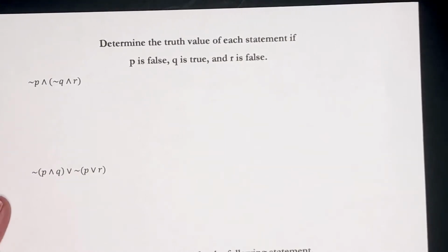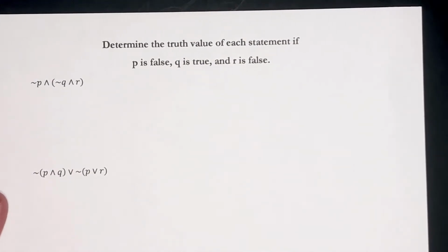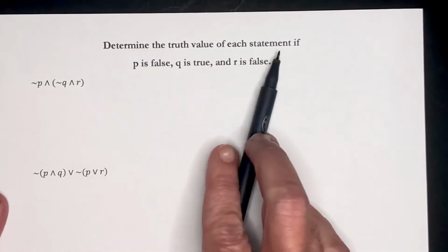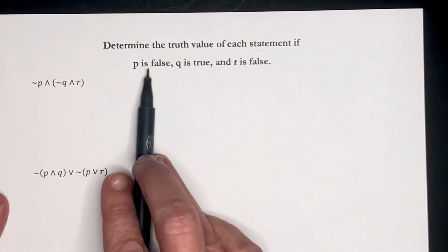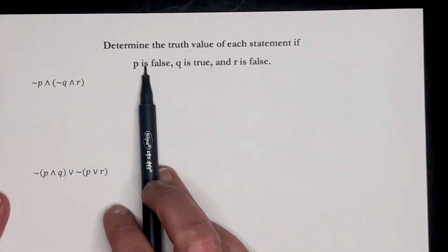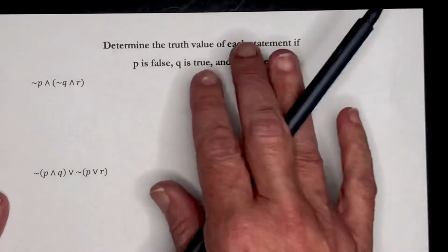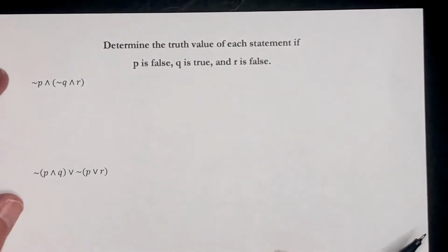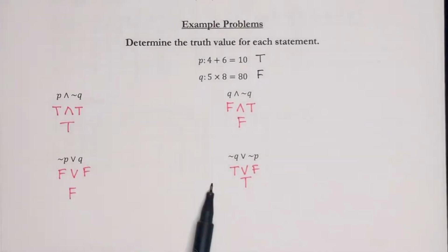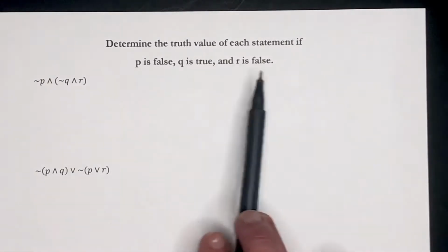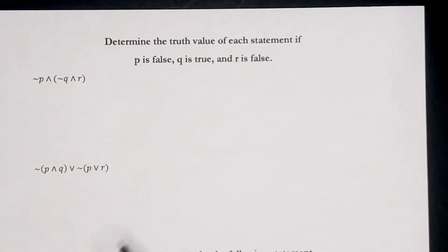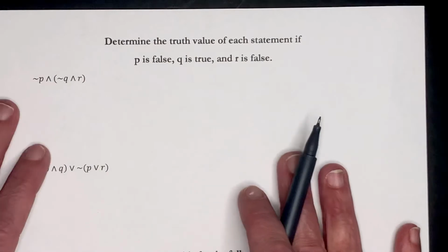This is part 4 of section 3.3, and we're being asked to find the truth value of each statement with this given bit of information. P is definitely false, Q is true, and R is false. And we're going to work this problem very similarly to the ones that we did in the very beginning, where we had this right here. Now we have 3 statements instead of just 2. We're told directly whether it's true or false, and we didn't have to do any arithmetic. But other than that, they're pretty much the same questions.